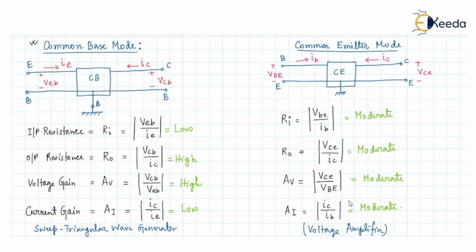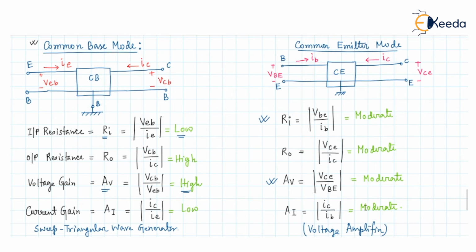because the input resistance of a voltage amplifier needs to be high, and the input resistance of the common emitter mode is moderate, and the voltage gain is also at some moderate value. So we can use the common emitter as a voltage amplifier. But though the voltage gain of the common base mode is very high, we cannot use it as a voltage amplifier because the input resistance is low. And for a voltage amplifier, the input resistance must be of a very high value.